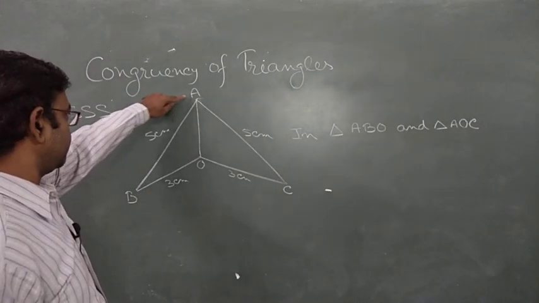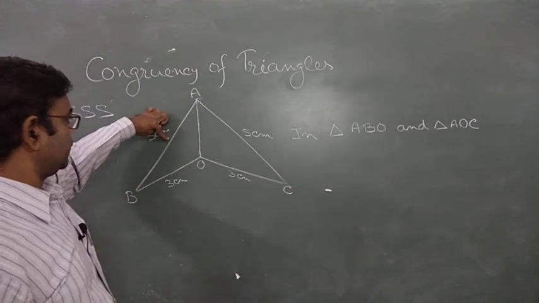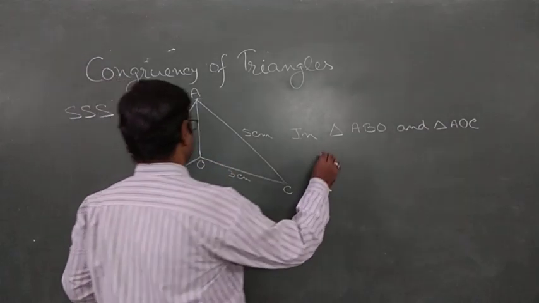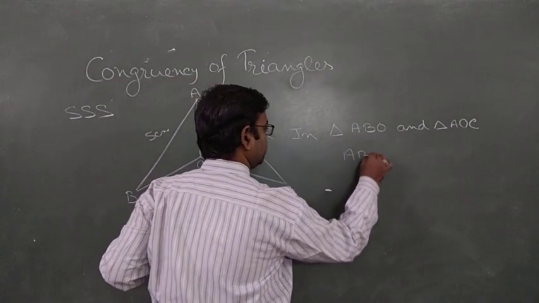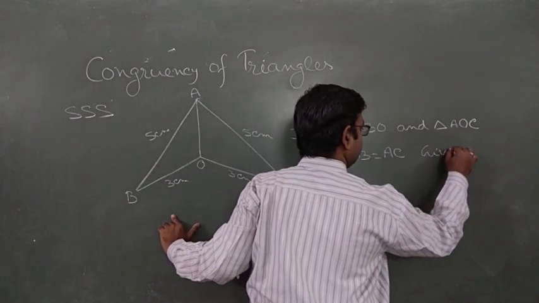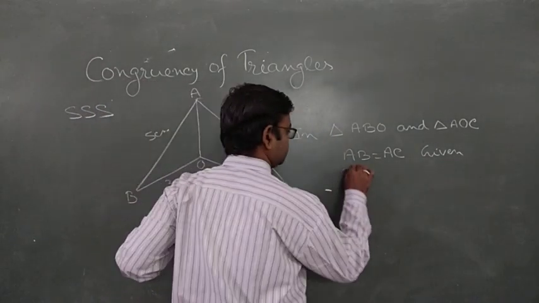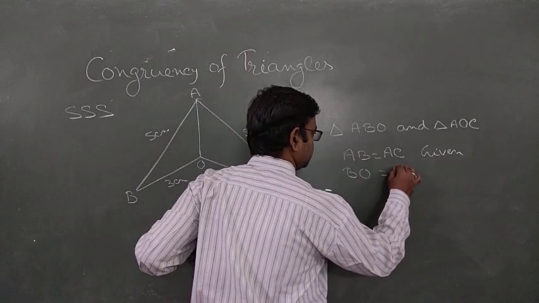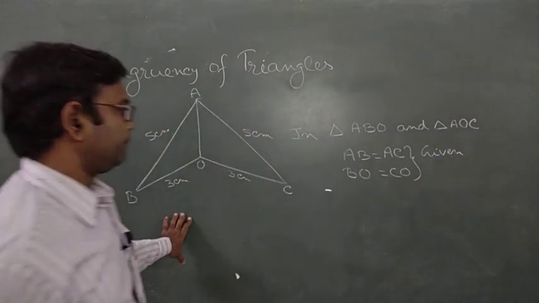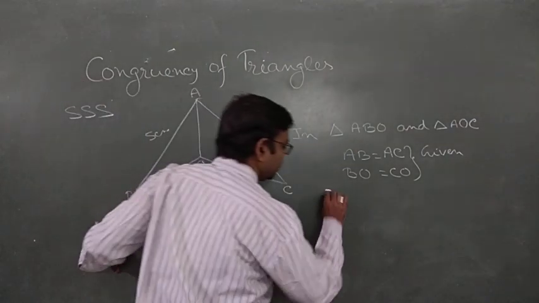First, what we are observing is that AB is 5 centimeter, AC also 5 centimeter. This part comes under triangle ABO, this part comes under triangle AOC or ACO. So here we can write down AB equals AC. Why? It is given. And then BO equals OC, or CO you can say. These two things are given. Again, the side AO is common in both the triangles. So you can write down AO is common.